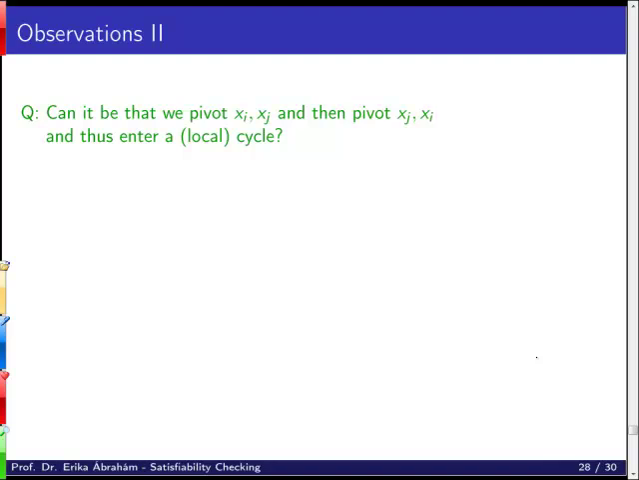A last point is completeness. So if we apply simplex, now we have looked at an example and we have seen that it terminated. We got a result after a finite number of steps. The question is, is it always the case? Can it be that we pivot two variables, xi and xj, and then they continue, and at a later stage we undo this? That means we will pivot xj with xi. And this way we can enter a cycle. That means that it would never terminate.